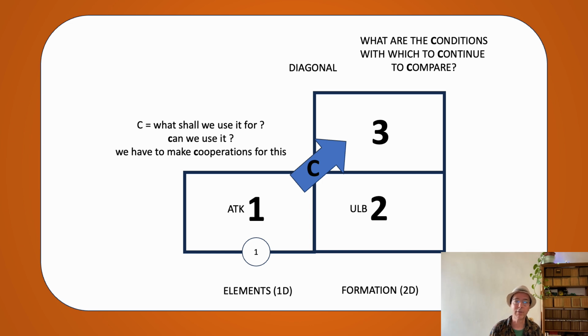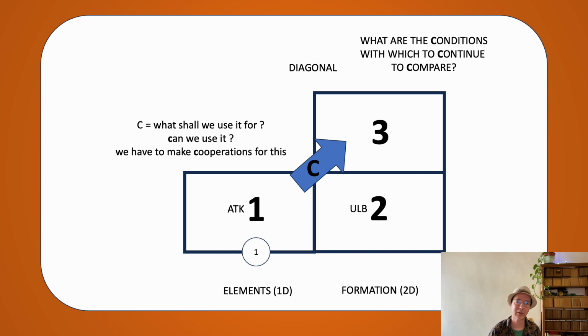And this kind of difference is expressed by the next letter after ATK ULB, the next letter is C. And this letter C, there are a lot of words with the letter C that match the description of what you need to make the logic work, to work with the logic of a certain rhythm. What shall we use to make it work? Can we use it? We have to make cooperations for this.